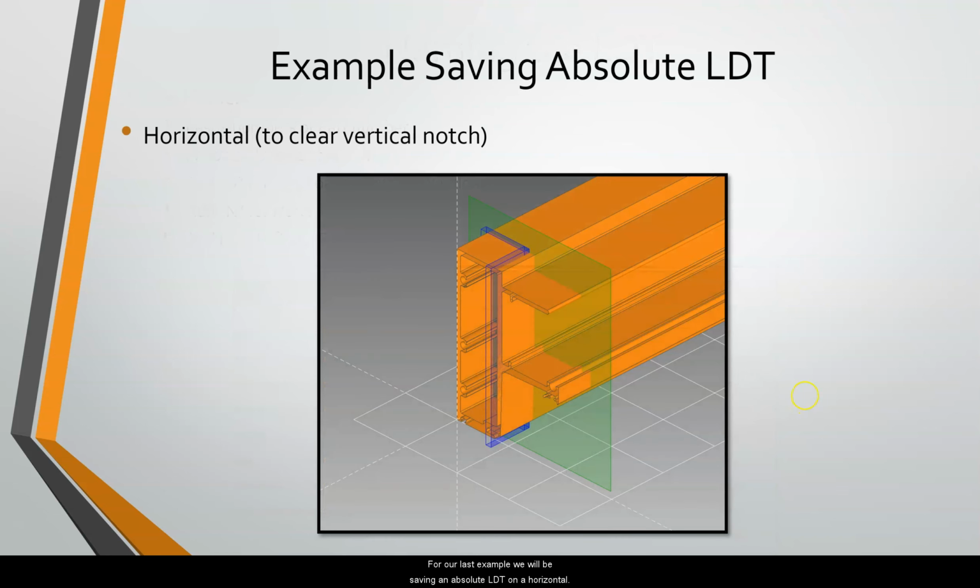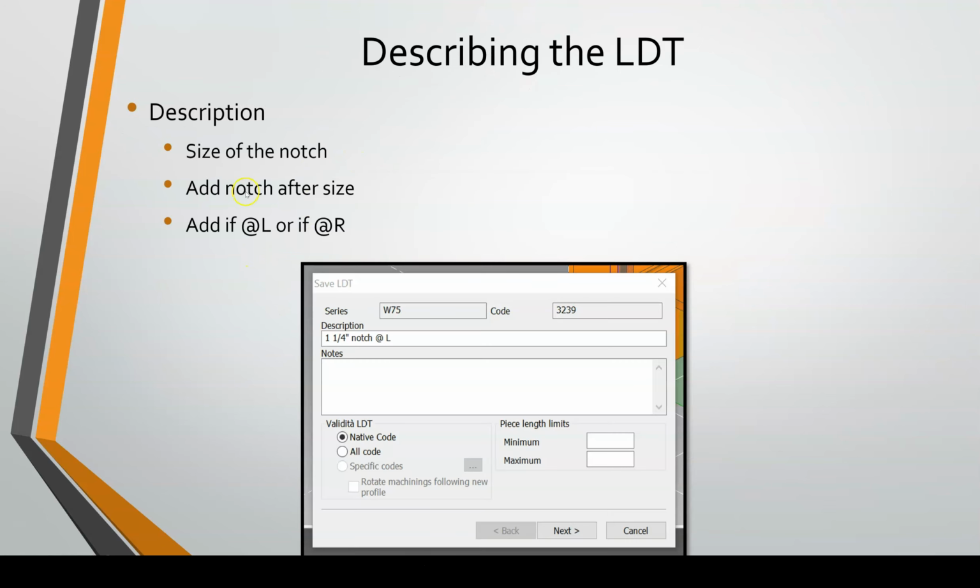For our last example, we will be saving an absolute LDT on a horizontal. We will be using W75, 32, 39, and we will be saving the notch to clear the vertical. In the description, we will put the size of the notch, adding notch after size, and adding if it's on the left or on the right. Therefore, for this example, the description will be 1 1/4 inches notch at L.